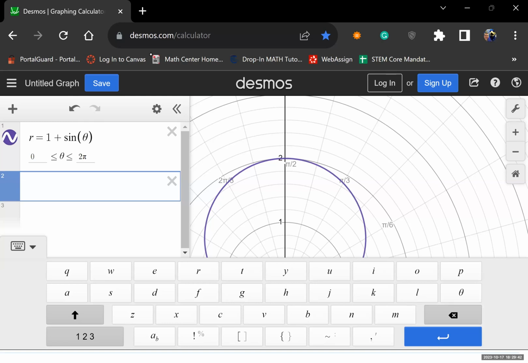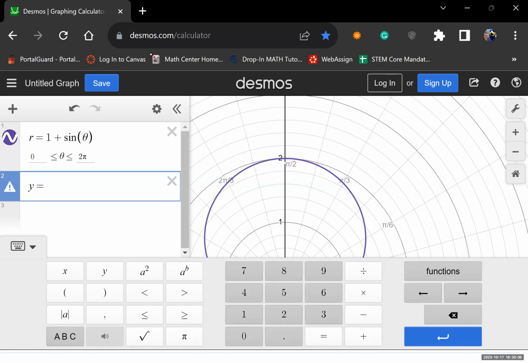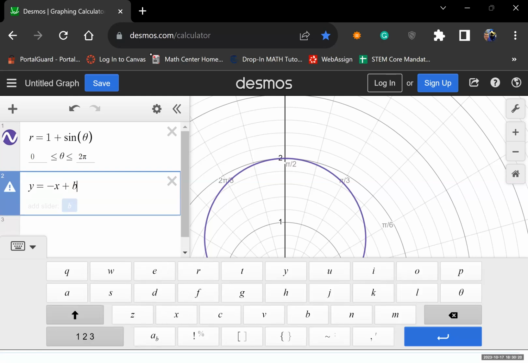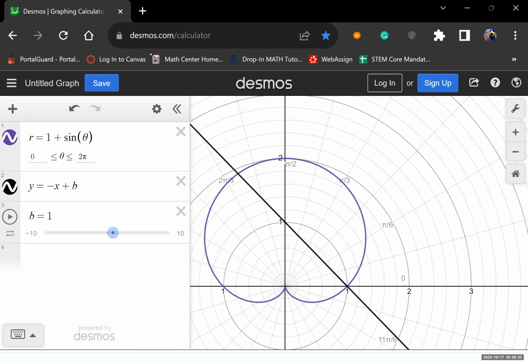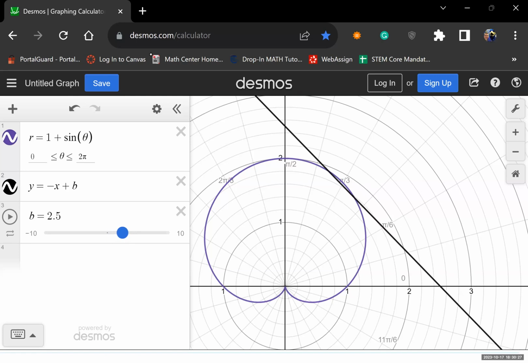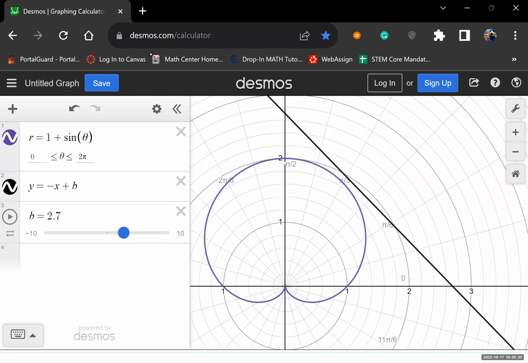We can show that by putting in a rectangular graph of the tangent line here. So y equals negative x, and I'm going to put a plus b here, just y equals mx plus b. So I'm going to add a slider. I want the slider to be my y-intercept.